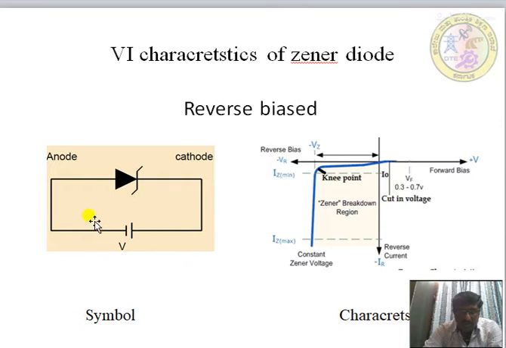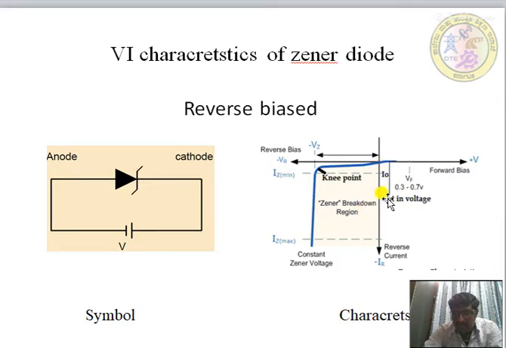In reverse bias, the negative terminal of a voltage source is connected to the anode, and the positive terminal is connected to the cathode. So this is the reverse biased characteristics. This one is the Iz max, and this one is the Iz min, the reverse current of a Zener diode. This is the knee point, and this part is known as the Zener breakdown voltage.